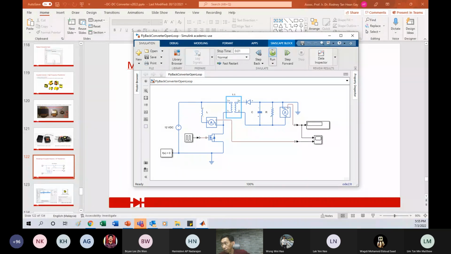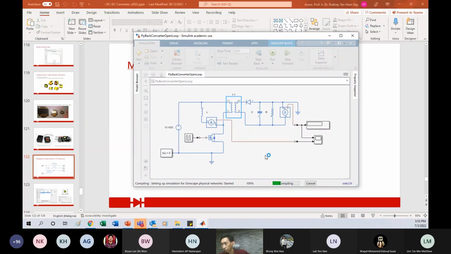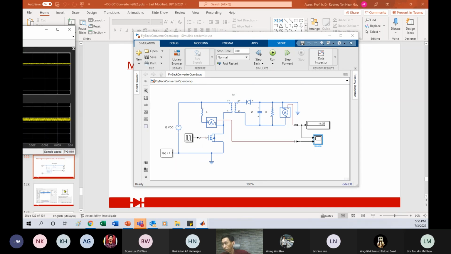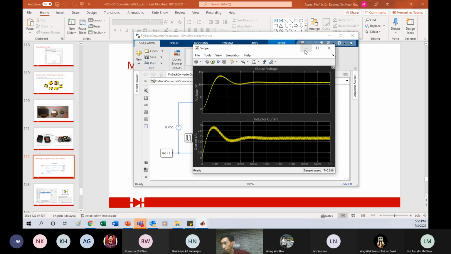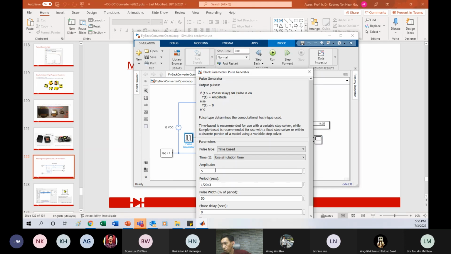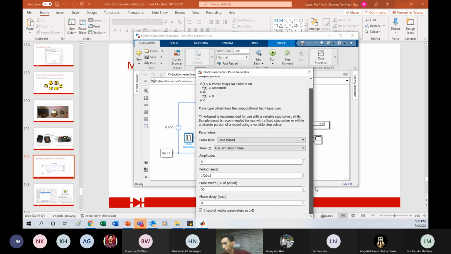Okay, let me try run. Yeah, 11 volt. And you can see the voltage and the inductor current. So inductor current. All right. So let's say I try to change the duty cycle because I put 50%. So 51%.